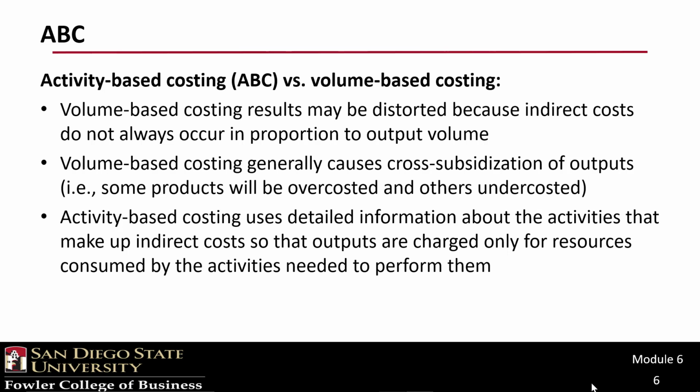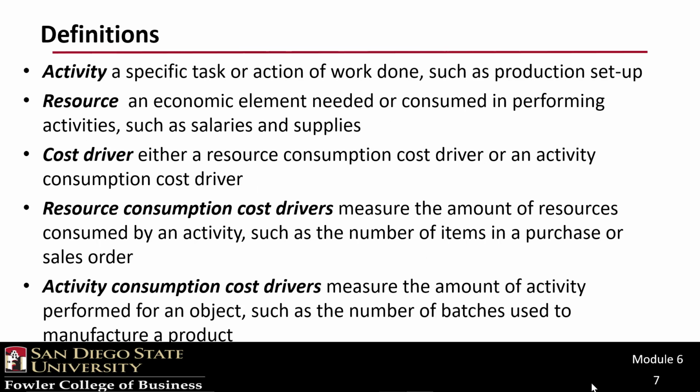In this case, there's no doubt that television is not doing any activity associated with that radio studio, and as a result, they shouldn't be charged any of those indirect costs. Okay, so we need to do a few definitions before we can dig in on ABC. First is an activity. This is a specific task or action of work done, such as production setup.